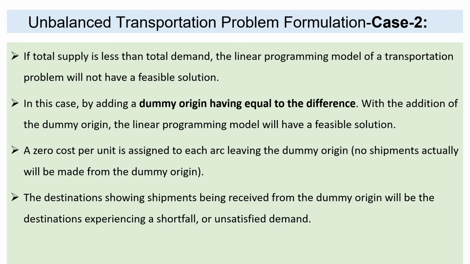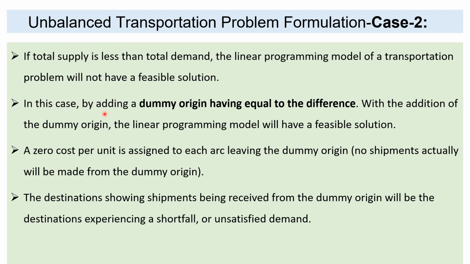Let's move to case 2. If the total supply is less than the total demand, it's obvious that some of the requirements or some of the demand may not be filled. So the linear programming model of the transportation problem will not have a feasible solution in this case. It doesn't have a feasible solution since some of the demands cannot be fulfilled with the lack of supplies.